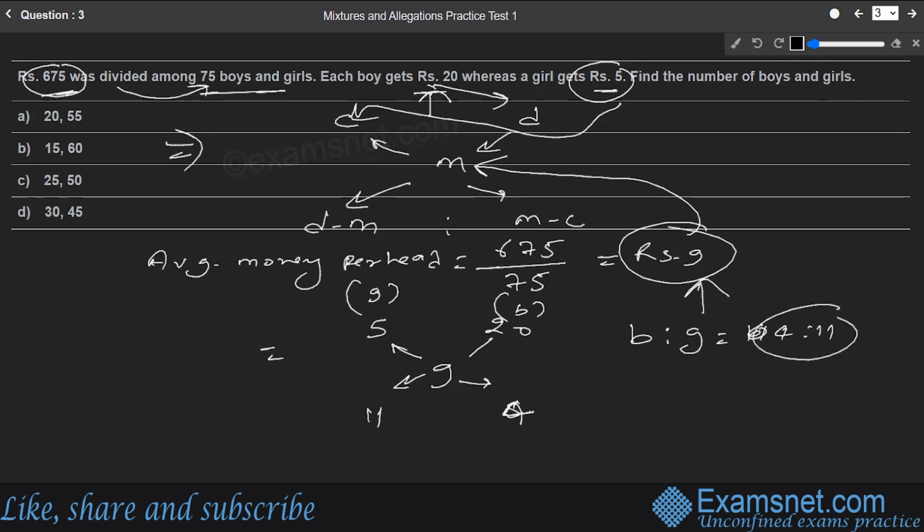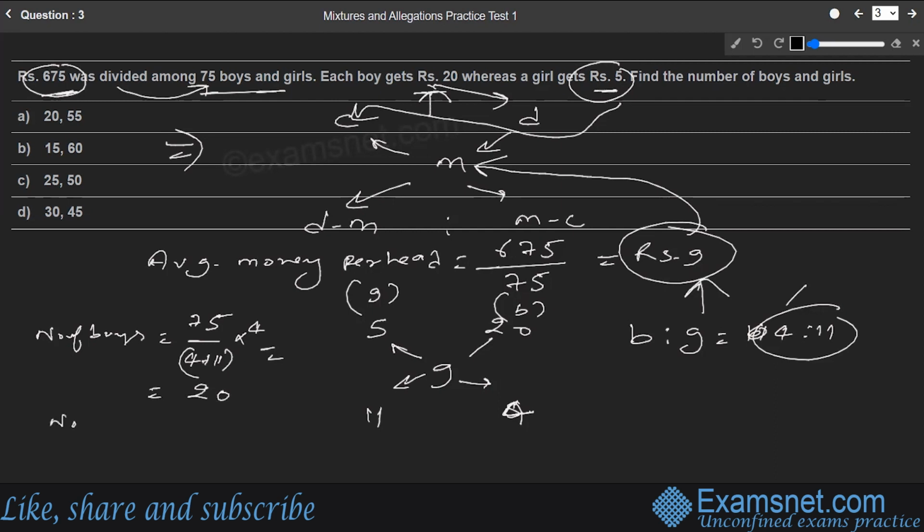Okay, now we have to distribute this 4 is to 11 among the boys and girls. As they ask, how many boys are there? Let us find the number of boys now. The total strength is 75. Now this 75 is to be distributed in the ratio 4 is to 11. So the number of boys will be 75 divided by the sum of ratio terms, multiplied by the boys' part. The boys' part is nothing but 4. So multiplied by 4, which gives us the value 20.